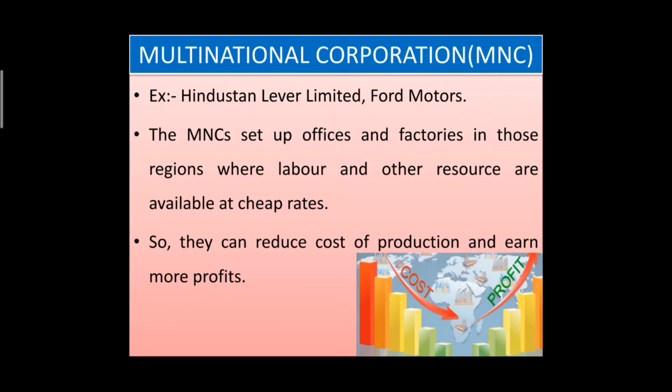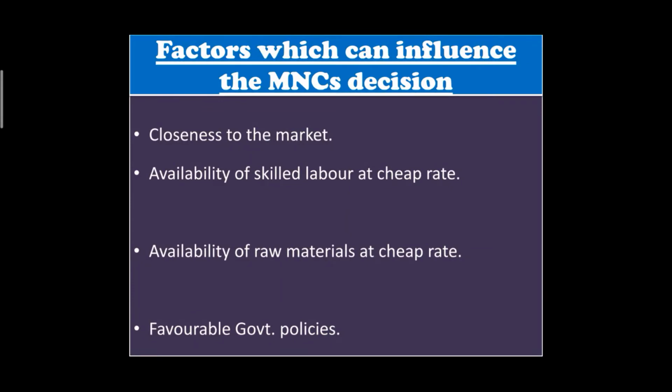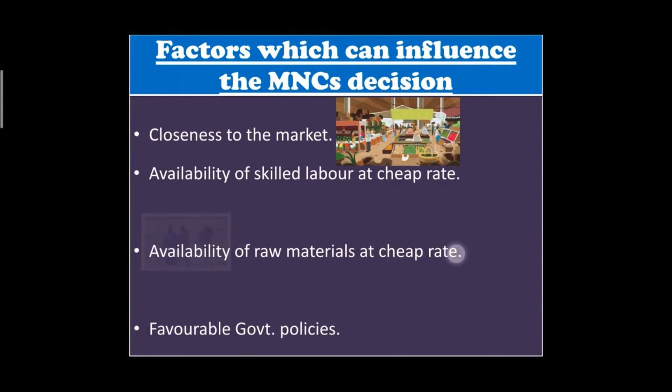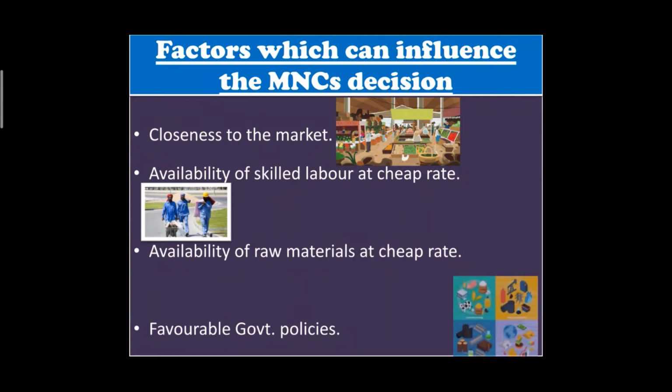A large MNC takes advantage of the techniques of production of various countries and spreads the production process across the globe. So what factors can influence the MNC's decision? Let's check. The first factor is closeness to the market. MNCs search for whether the production unit they want to set up is close to the market, and whether skilled laborers are available.